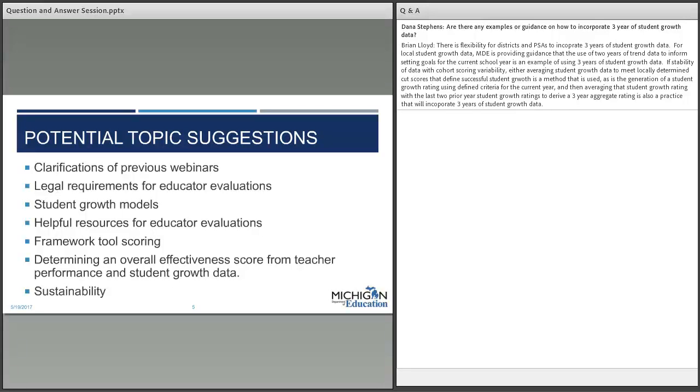But there's a lot of different ways to aggregate 3 years of student growth data, especially if cohort variability is a concern, that there's a lot of variability in scoring from year to year, and that is a real concern for your district or public school academy. Then that is an important consideration to put into place and to act upon. So it does depend on your district, the data, and the assessments that you're using.